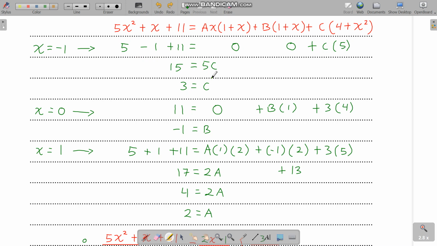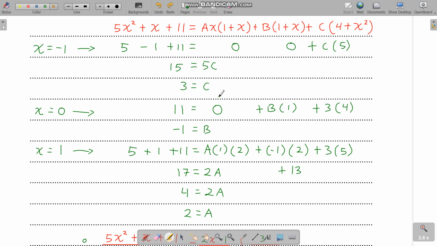And we know the value of c now. We can use the other zeros. Because we have x times something, we can use x equals 0. So we replace x with 0. This is 0, this is 0. We have only 11. And on the right, when we plug in 0, if this is 0, we have 0 times anything is 0. So this is 0.